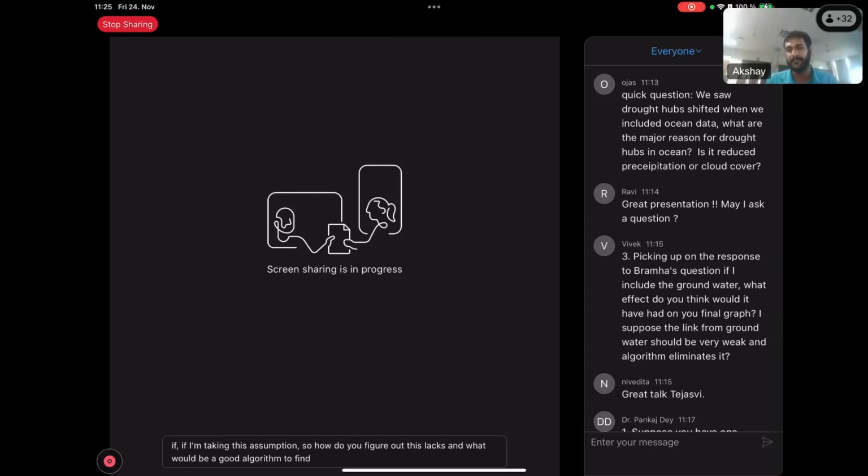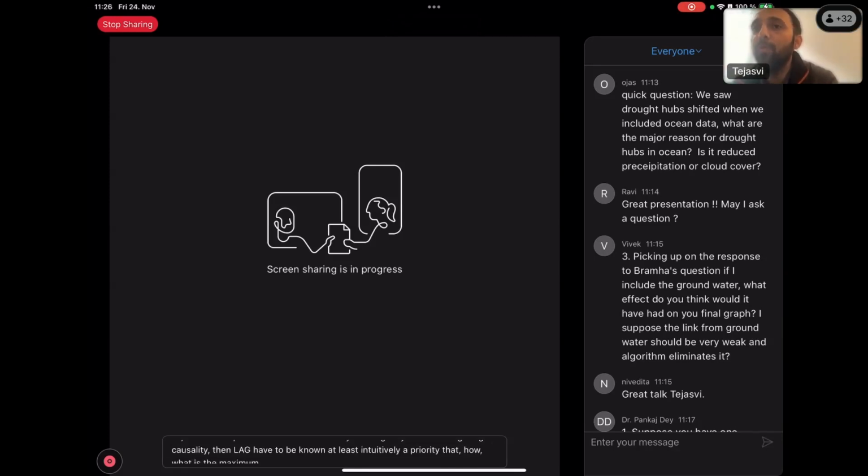Yeah. Lags, see, it depends on what method you are using. If you were using Granger causality, then the lag has to be known at least intuitively a priori, that is, what is the maximum amount of lag within which I'm going to find a significant contribution. So let's say by judgment, I can say that if cloud leads to rain, it may take up to 3 hours or 4 hours. So I'll use 4 lags. But that's one way to do it.